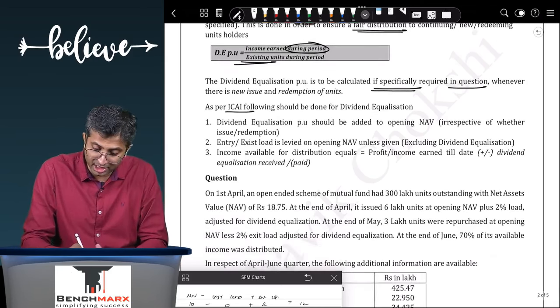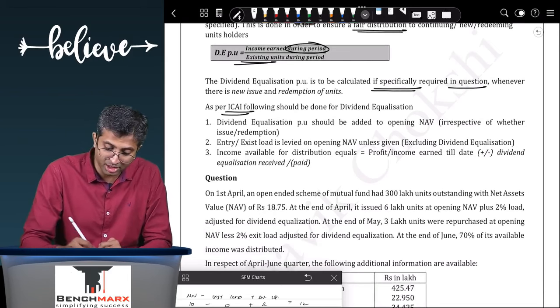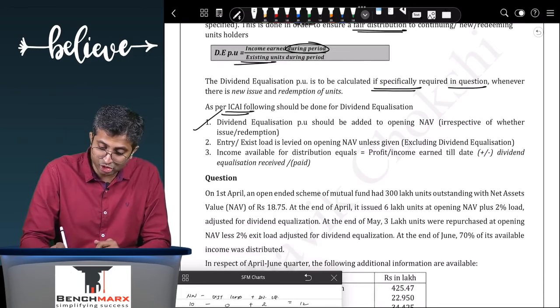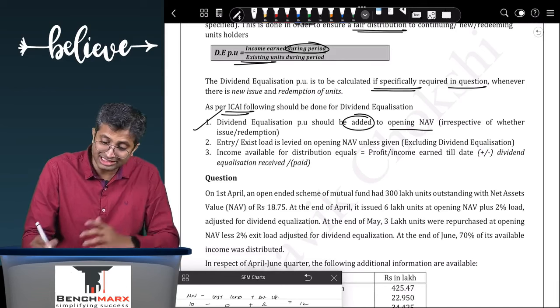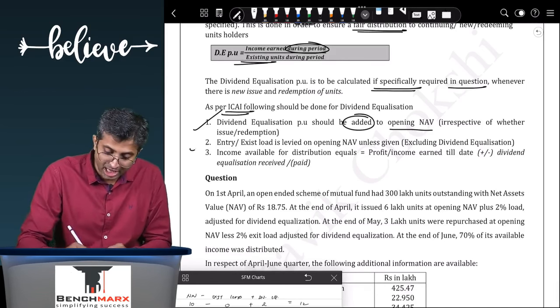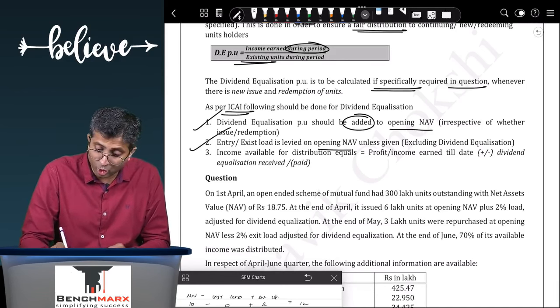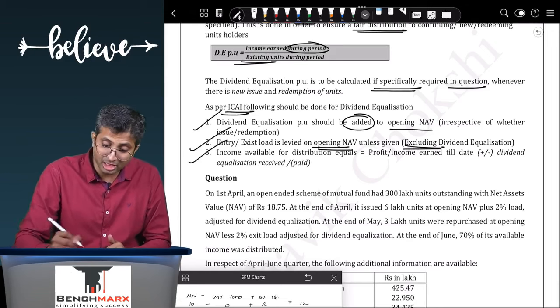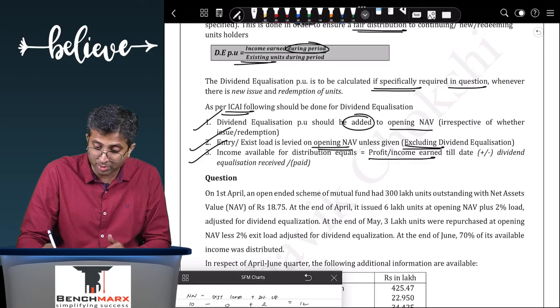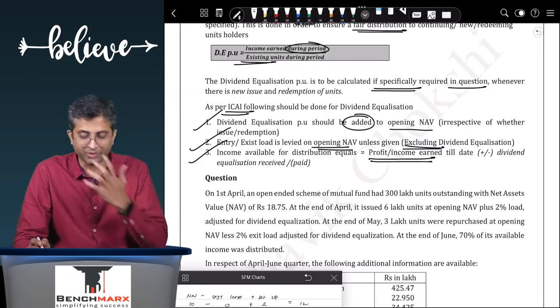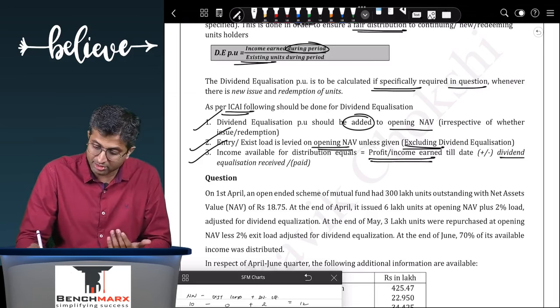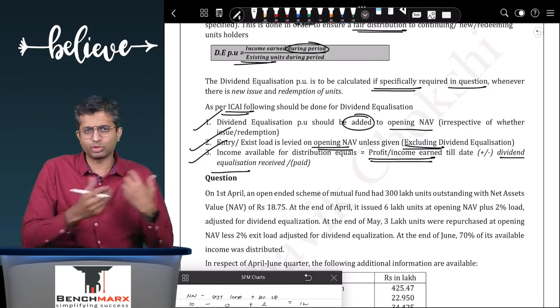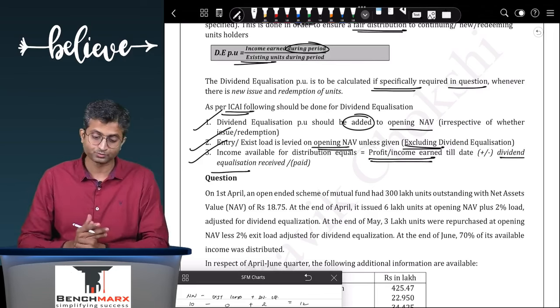And as per ICAI, the following treatment should be done for dividend equalization. First, it should be added to the opening NAV irrespective of whether it is issue or redemption. Second, entry or exit load is levied on the opening NAV unless otherwise given, excluding dividend equalization. And income available for distribution equals the profit for the period. In our example, 5,600 plus or minus dividend equalization. If it is received, you will add. If it is paid, you will subtract.